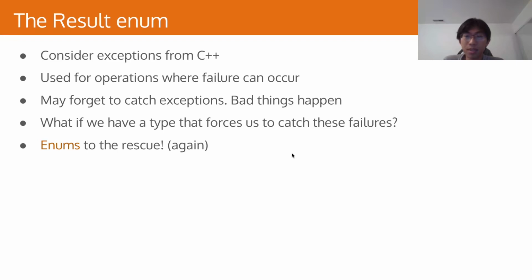Now we'll talk about the Result enum, and the motivating example here is exceptions from C++, and it's used for operations where failure can occur. So sometimes you run a function, but you might forget to catch the exception, and your code will crash, right? So what if we have a type that forces us to catch these failures?